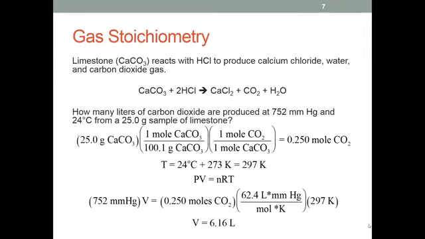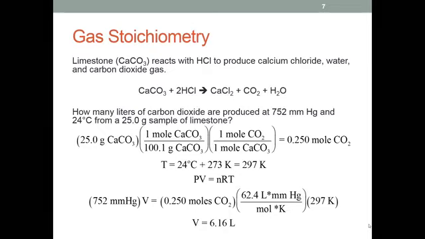25.0 grams of calcium carbonate. Calcium carbonate has a molar mass of 100.1 grams per mole. So we're going to take 25 grams of calcium carbonate and divide by its molar mass to convert it to moles. The mole-to-mole ratio between calcium carbonate and CO2 is 1 to 1 from our balanced equation. So we have 1 mole of CO2 per 1 mole of calcium carbonate, which means that we have 0.250 moles of CO2.